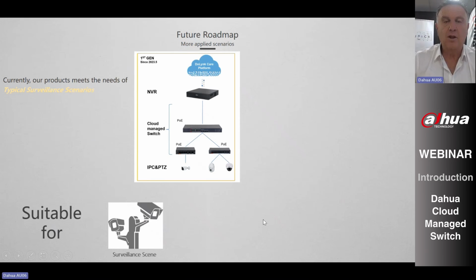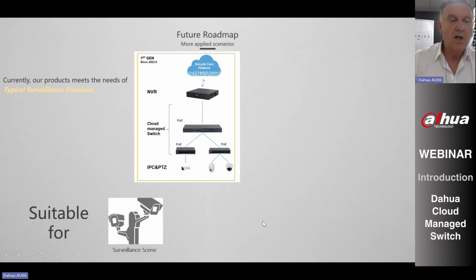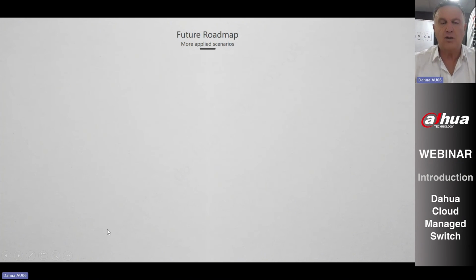The future roadmap. More applied scenarios. Currently, our products meet the needs of your typical surveillance scenario. Having a look at that middle white block in the middle of the screen at the moment, you've got IPCs, you've got PTZs, you've got your average camera going into PoE switches, to a cloud managed switch, to the NVR, to then the DoLink Care platform that allows you to remotely manage that whole system. That is the first generation.